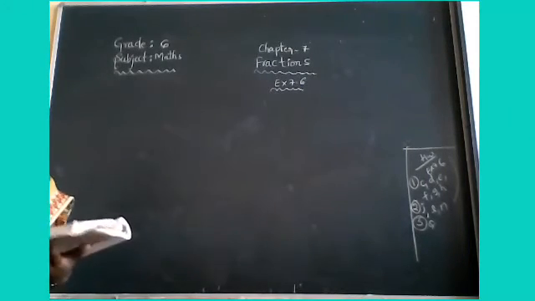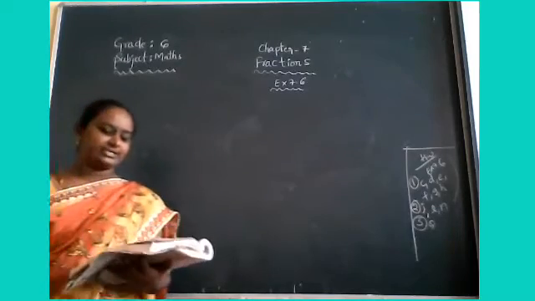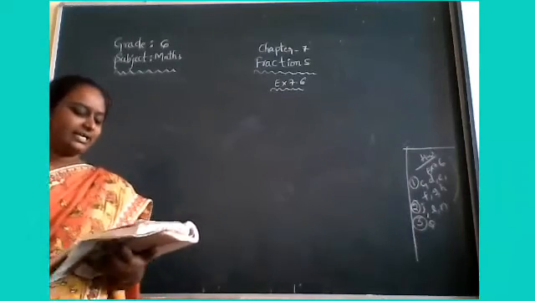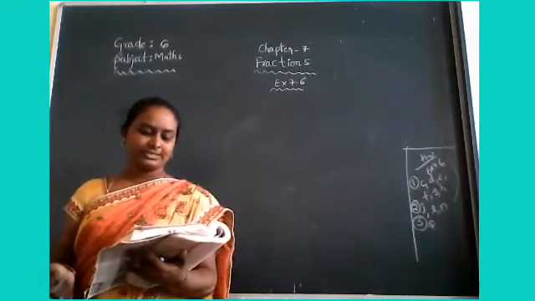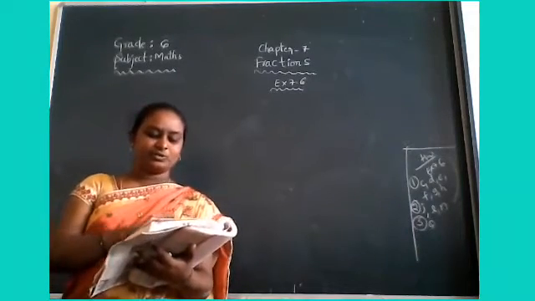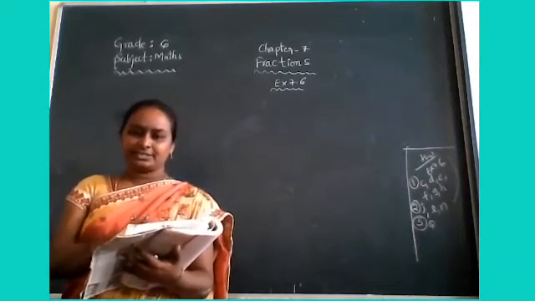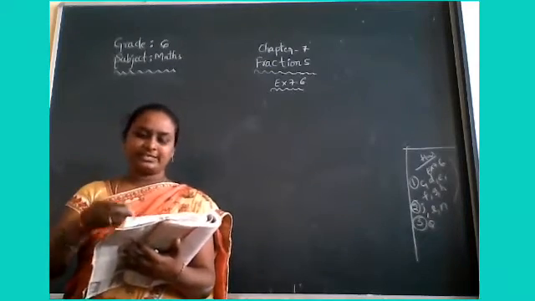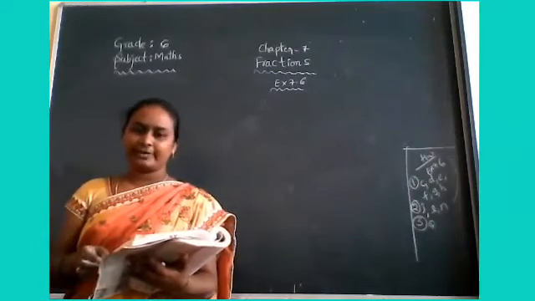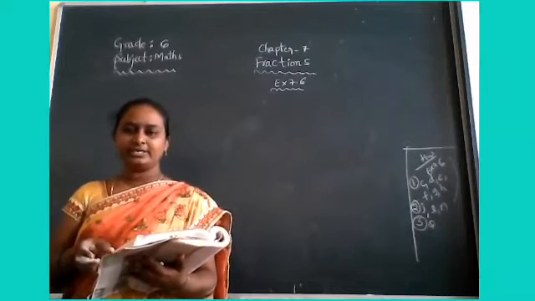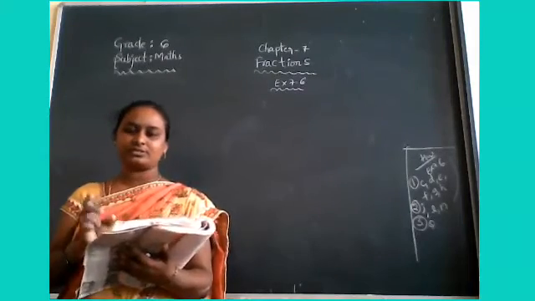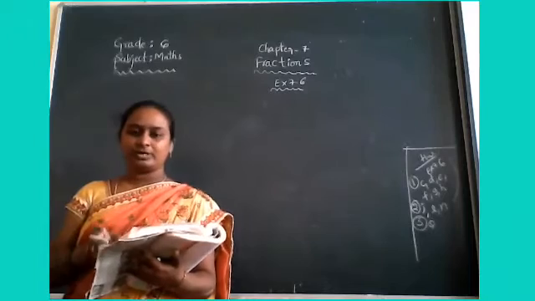And the next, see the fifth problem: complete the addition subtraction box. Here is the addition box and the subtraction box. On the row side we have to do addition, and on the vertical side, that is the column side, you have to subtract the fractions. So A and B boxes, that is addition box and subtraction box, both boxes you have to fill.